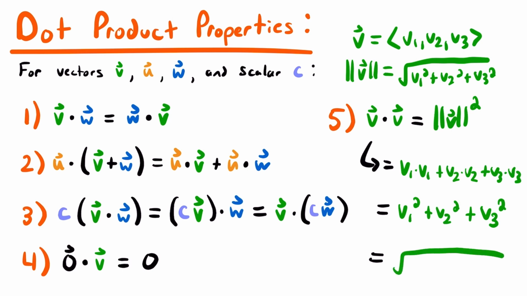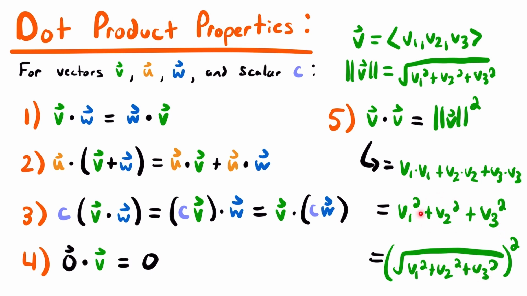We could have the square root of the sum of those components squared, v1 squared plus v2 squared plus v3 squared, and then take that whole quantity and square it, and this would still be equal to this right here, right? When you square a square root, they cancel each other out, and you're just left with the terms inside the square root, which is v1 squared plus v2 squared plus v3 squared, which is what we have right here.